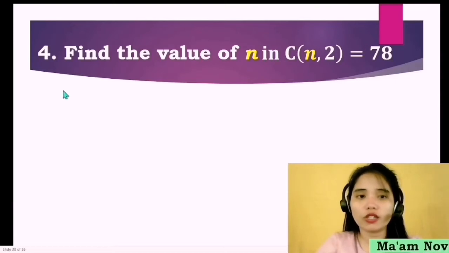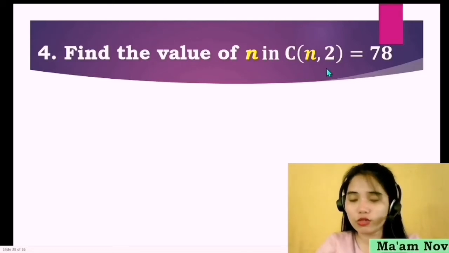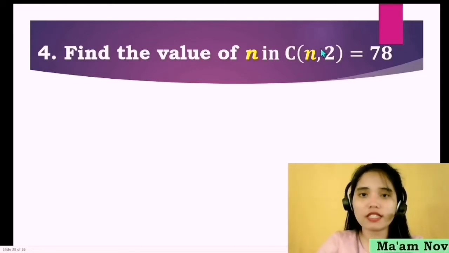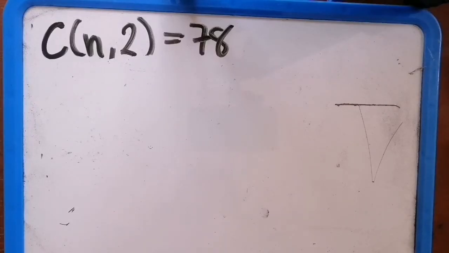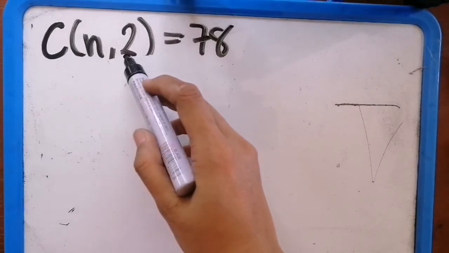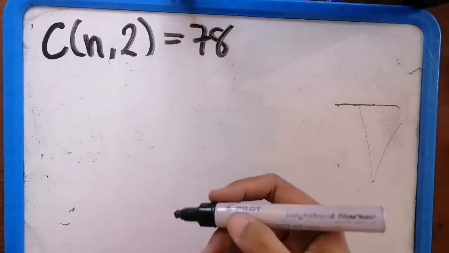But what if ganito? Find the value of n in combination of n objects taken 2 at a time is equal to 78. Kunin natin si n. What if ganyan? Okay, so let's try to solve or find the value of n in combination of n taken 2 at a time is equal to 78.